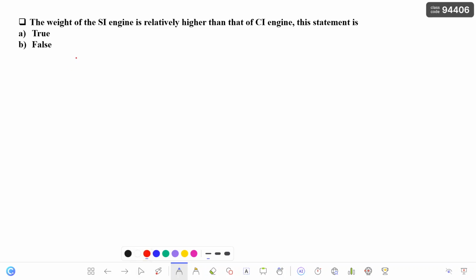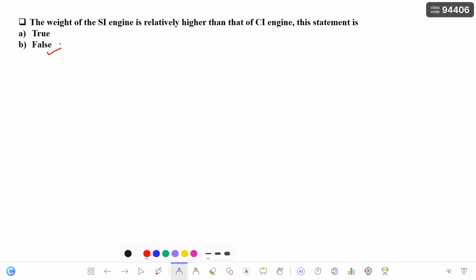Okay, so we'll go to this question. The weight of the SI engine is relatively higher than that of a CI engine. This statement is false. Someone has answered it is false. Okay, so anybody else? Someone wants to say true, because only two answers are possible.